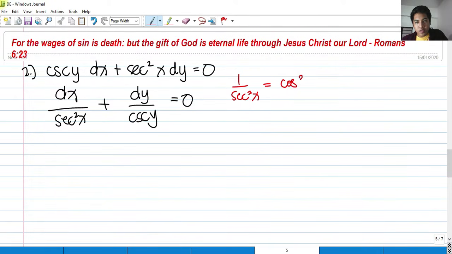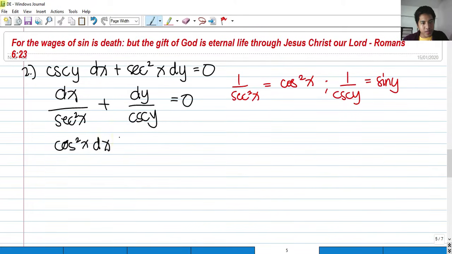cosine squared x. And then we have another one on the second term. We have 1 over cosecant y, and that is equivalent to sine of y. So upon substituting these values, we have now cosine squared x dx plus sine y dy is equal to 0.